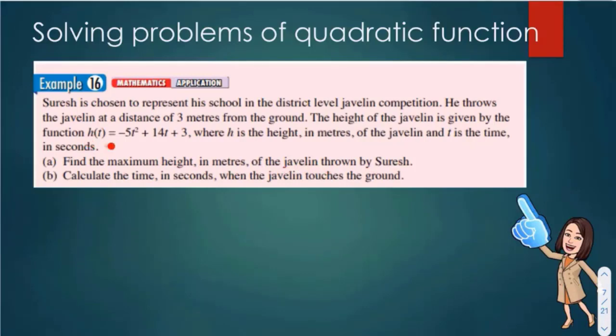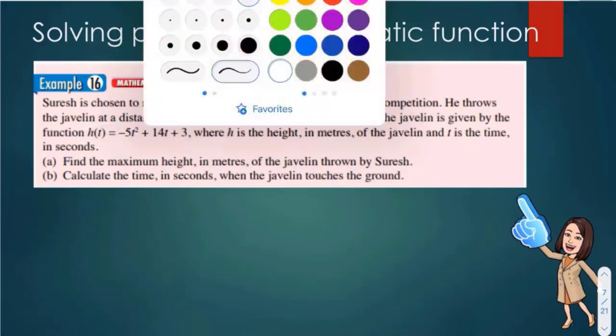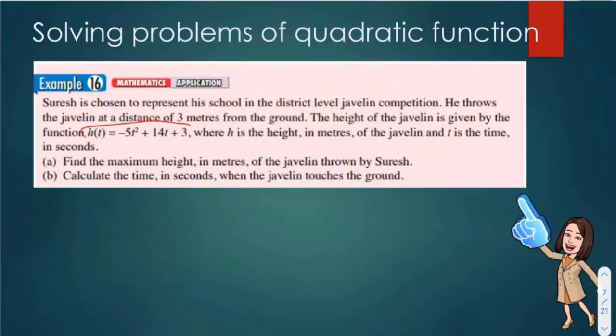So you observe the given, this is the information given, ini maklumat yang diberikan. This is the information given. What else? What's the keyword? What information is given in the question besides the function? Distance of 3 meters from the ground. The height of the javelin is given. So ini adalah maklumat yang ada lah.